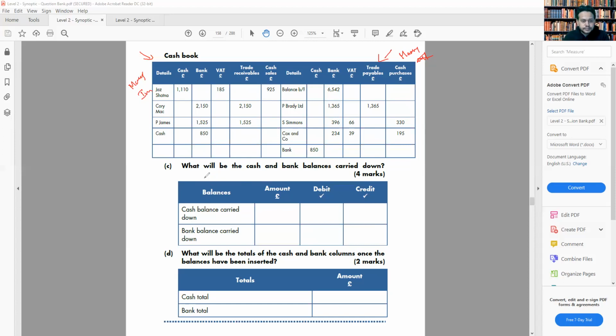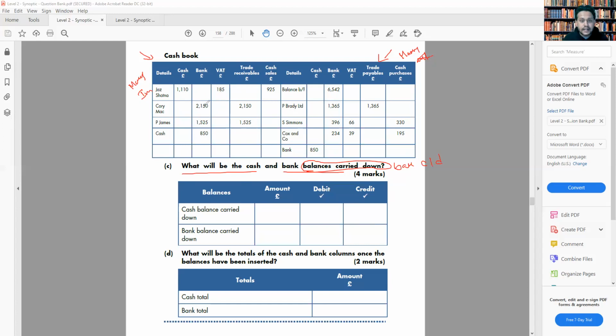So let's have a look. What is the requirement? What will be the cash and bank balance carried down? Balance carried down means balance CD, and we already know that. And how do you do that? It's not very difficult. We added the higher side minus the lower side, and that gave us balance CD or BD.